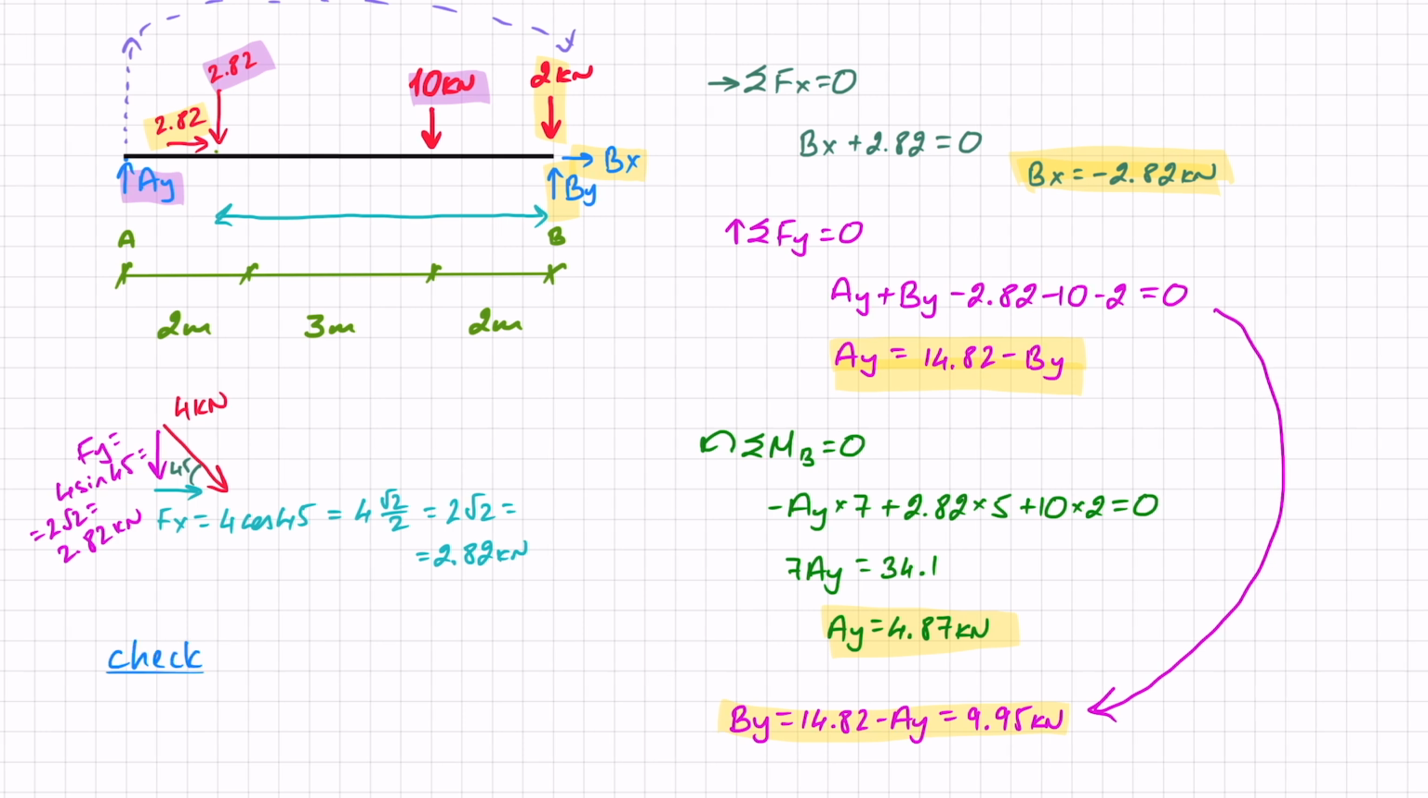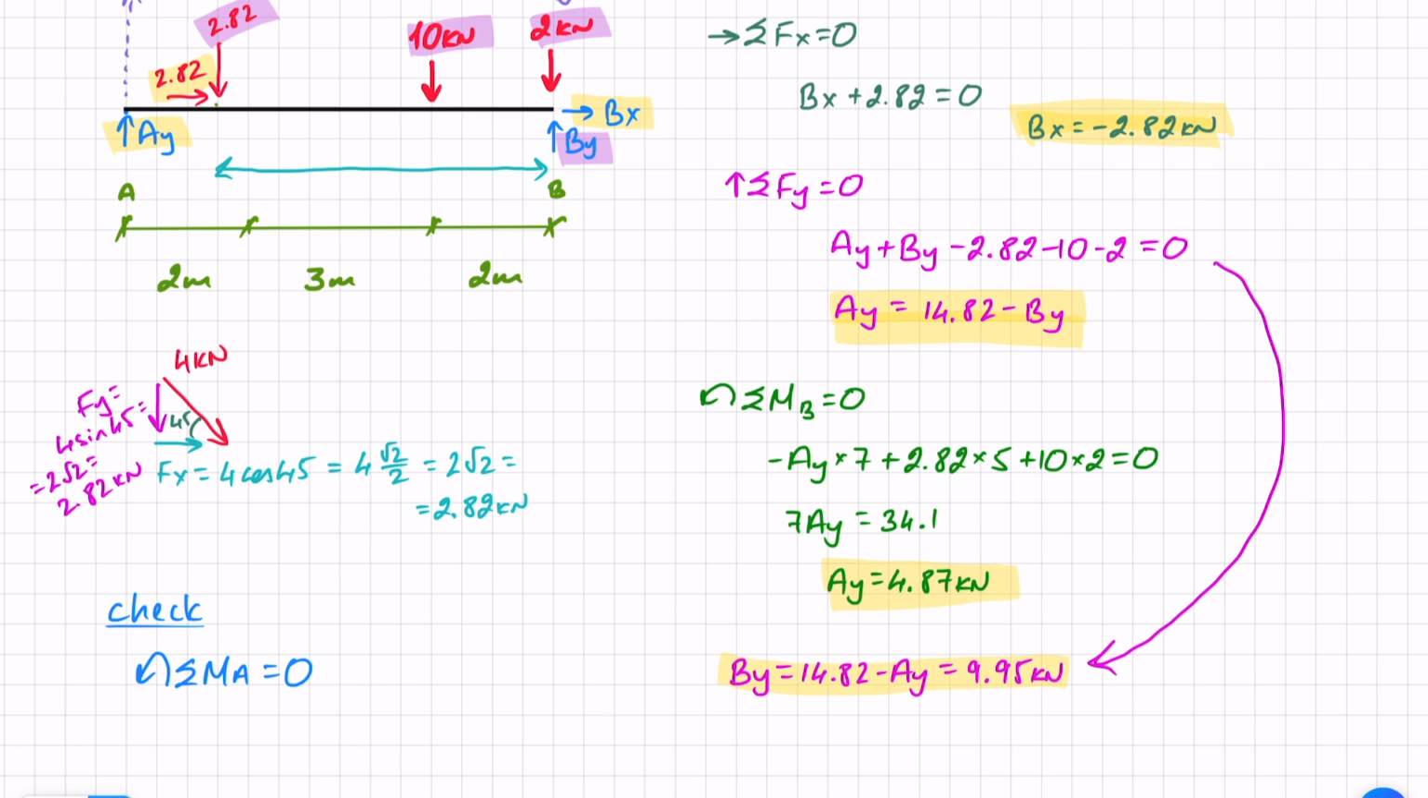The very last thing that I want to do is a quick check. I'm going to do the check by summing the moments around A this time, with this being my positive direction. So let's see what I have around A. Let's just discuss first what contributes to moment and what doesn't. So around A, AY does not contribute to moment. 2.82 passes through A, so also doesn't contribute to moment. BX passes through, so doesn't contribute to moment. So what we have contributing to moment is 2.82, 10, 2, and BY.